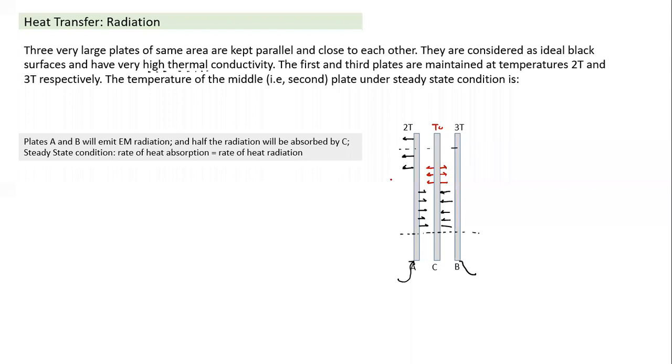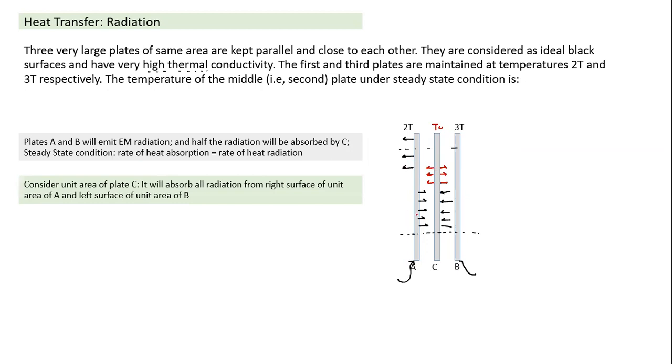Let's now apply this. Plates A and B will emit EM radiation. Half the radiation, because of one side, will be absorbed. So since the plate is large, we'll focus only on plate C, which will absorb half the radiation. In steady state condition, the rate of heat absorption is equal to the rate of heat radiation.